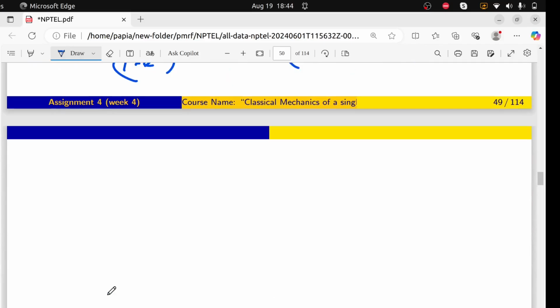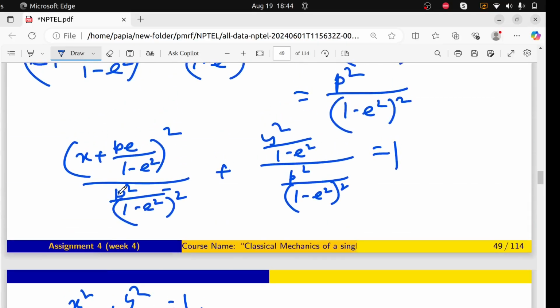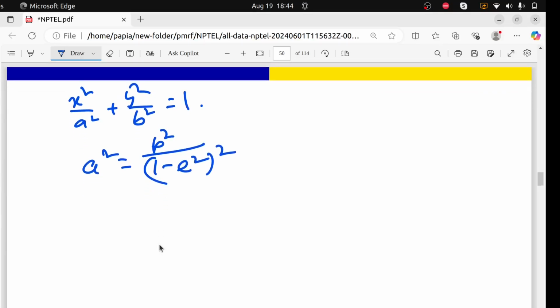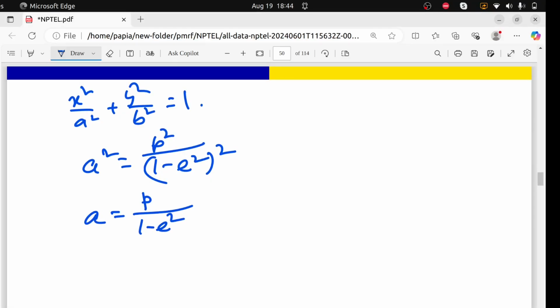So it can be compared as x square by a square plus y square by b square equals 1, where a square is nothing but, you can see here, this whole is x square by a square. A square is p square by 1 minus e square whole square. So what is a here? A is p by 1 minus e square. Okay. Now what is p? P you can calculate from the previous calculations, whatever I was telling there. That is nothing but h square by mk.